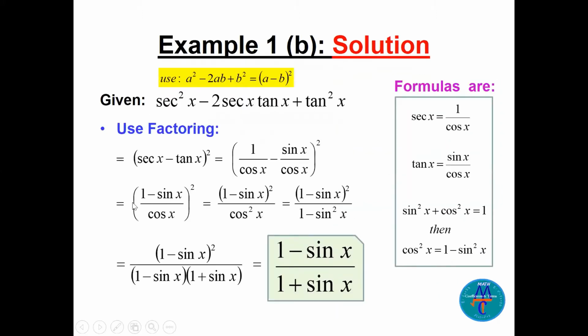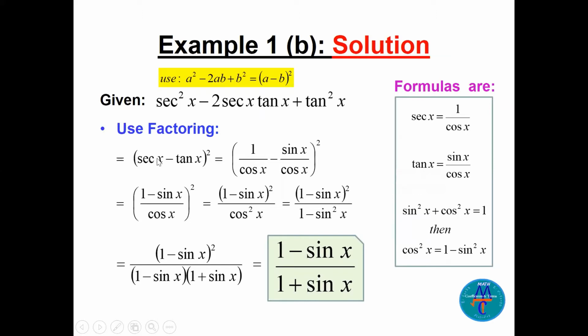Now this is an expression similar to something in algebra. We have seen a squared minus 2ab plus b squared. Directly we can factor it as a perfect square, a minus b squared. So here instead of a we have secant of x, and b is tan of x. So I can say this whole expression becomes secant of x minus tan of x, all squared. If you expand this, you will get this answer.